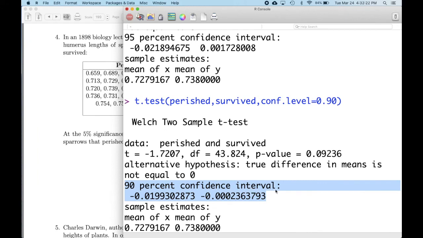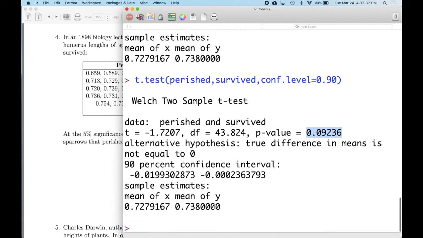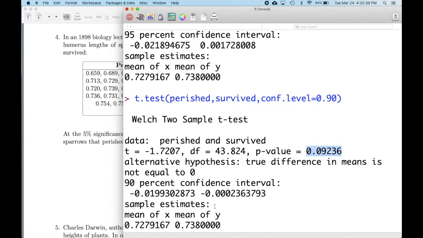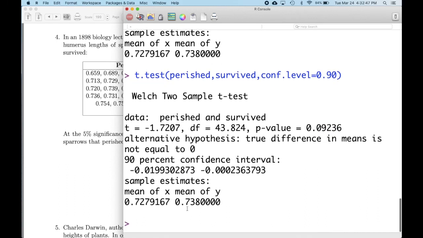There are a few different ways to interpret this, but because our p-value is now less than 0.10, we would reject the null hypothesis if we were running a 10% significance test. So really that's the only thing that changes. The p-value is going to tell you at what significance level you reject or not reject. So that's number 4.